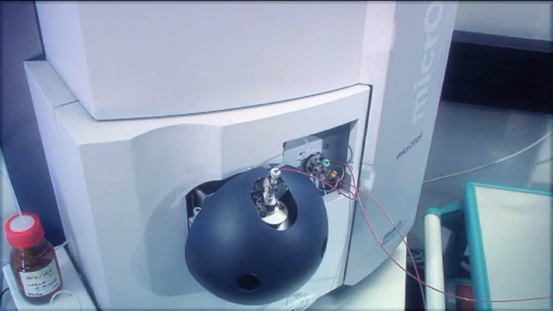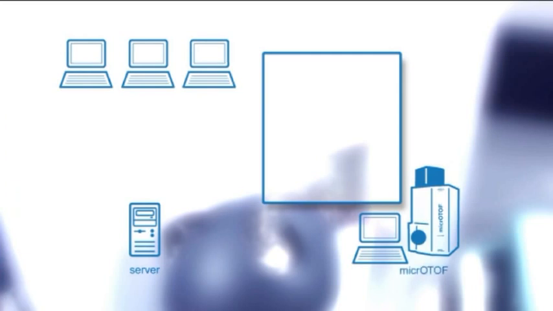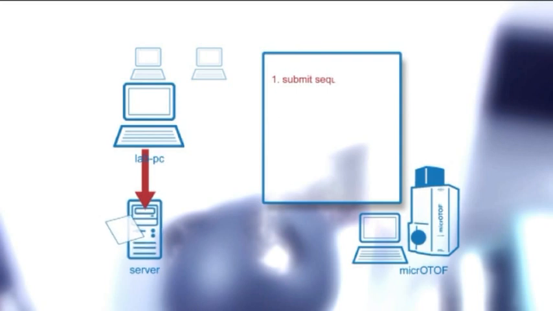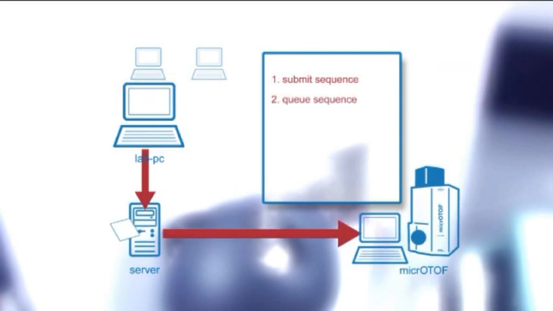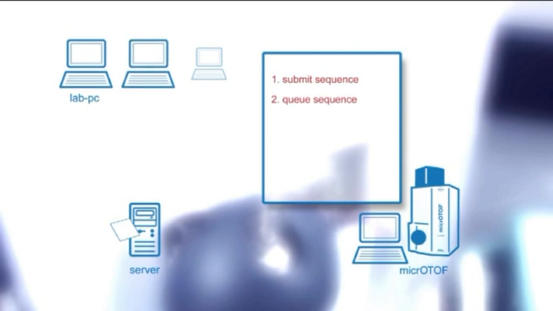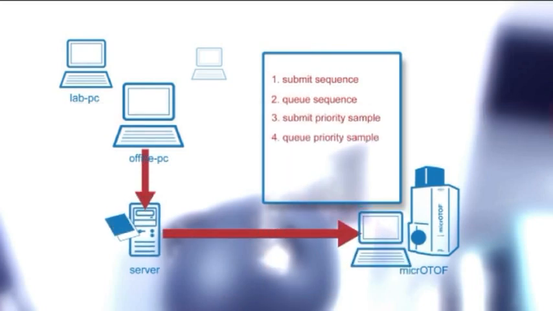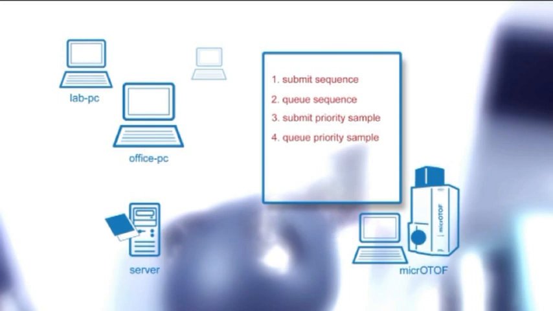So, in overview, samples are submitted to the Compass Open Access server from the lab PC. And the sequence is sent to the acquisition PC. Priority samples can also be submitted and added to the queue. Later, results are sent back from the instrument to the server and from here to office or lab PCs.